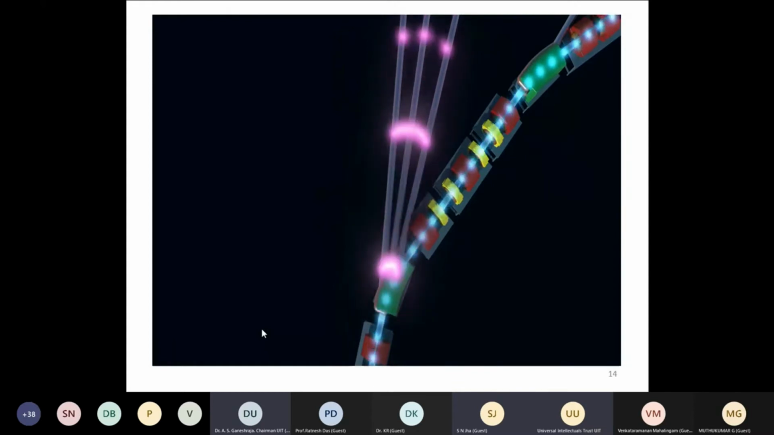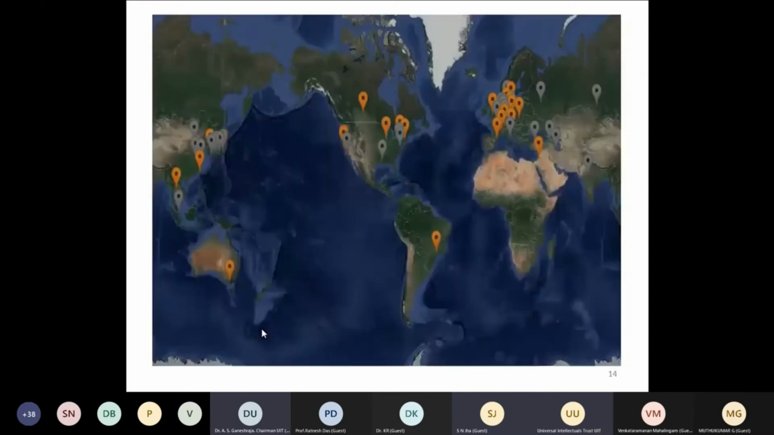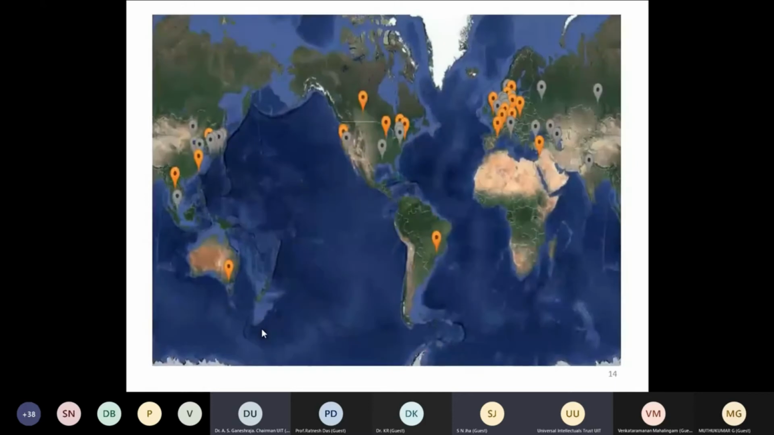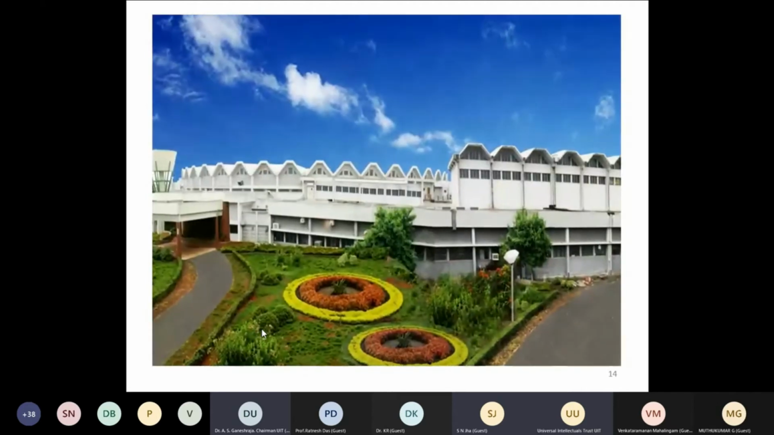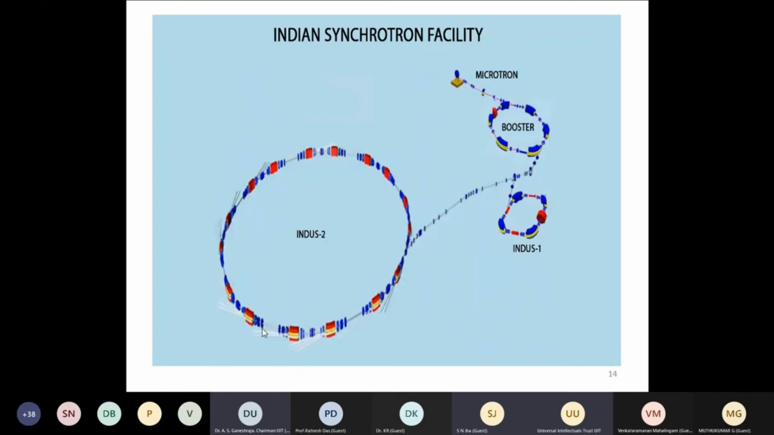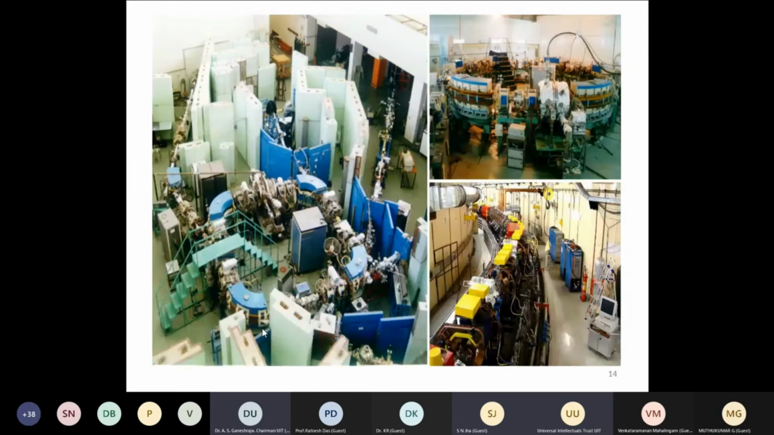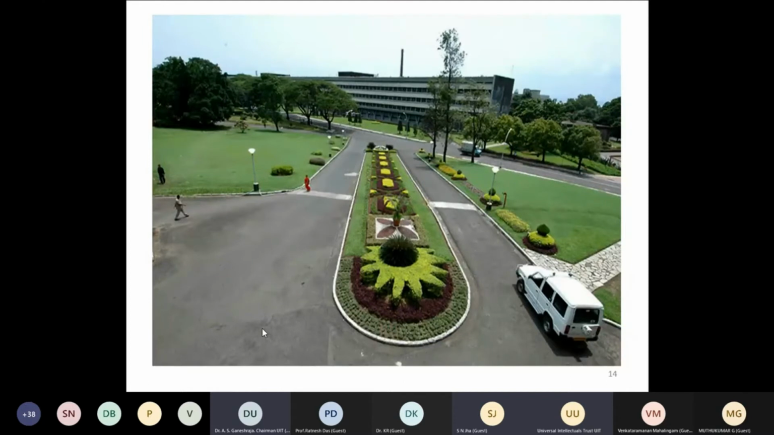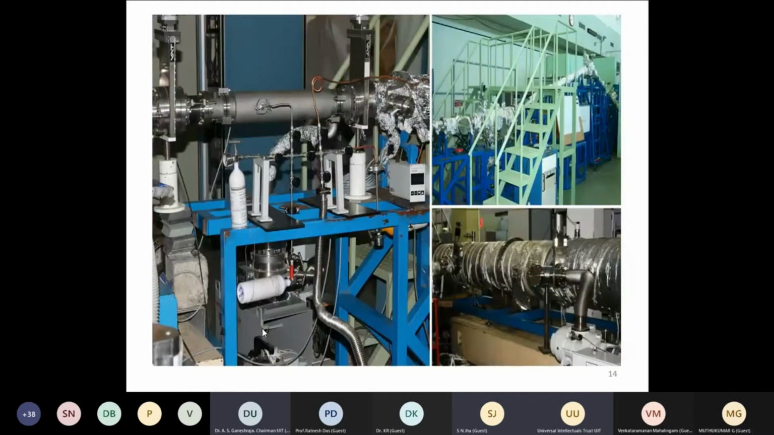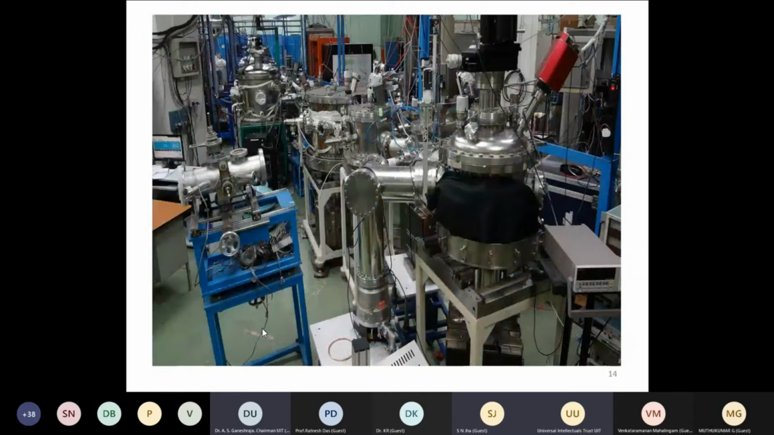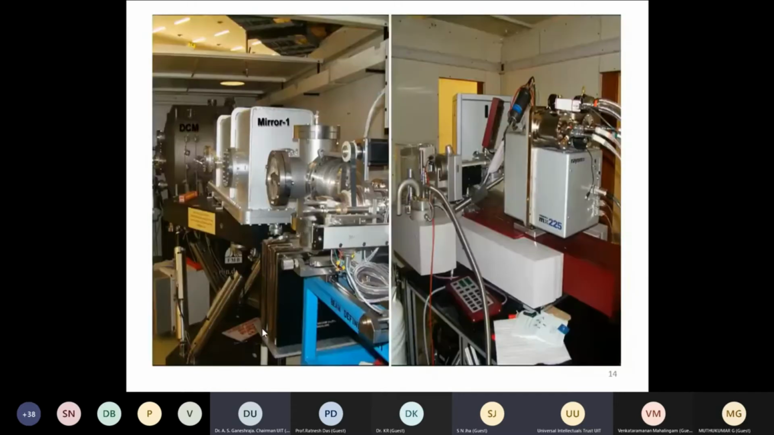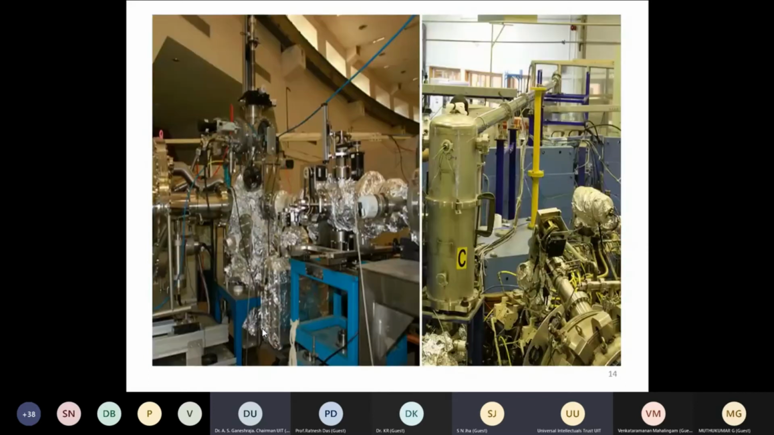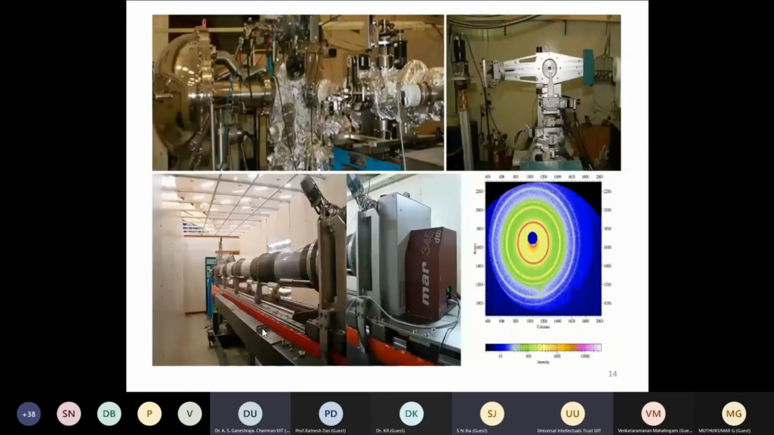Over 50 light sources are in operation all over the world, including the Indian synchrotron radiation sources Indus 1 and Indus 2 at the Raja Ramanna Center for Advanced Technology at Indore. Scientists from physics group of Bhabha Atomic Research Center have set up several experimental facilities at Indus 1 and Indus 2. The fundamental parameters used to probe the physical world have given rise to various experimental techniques.